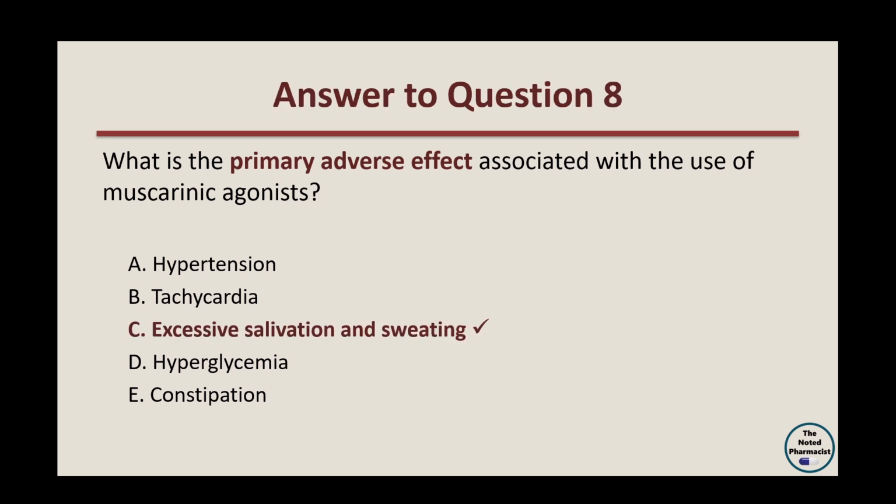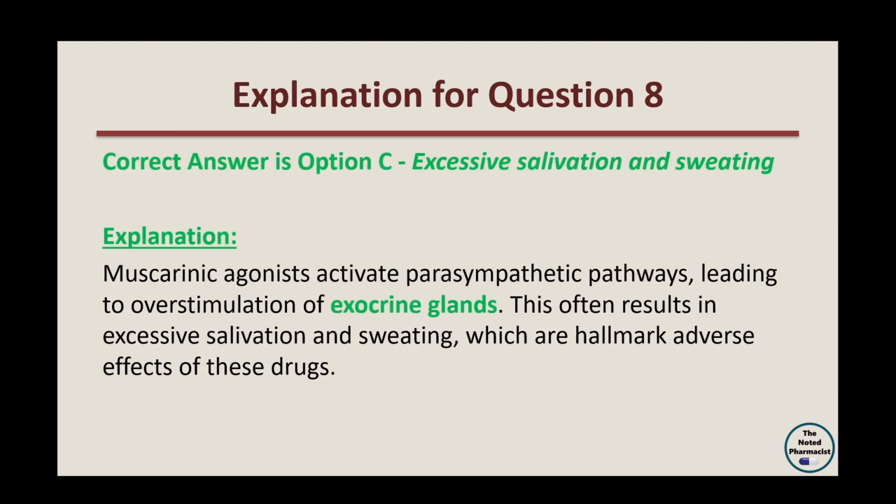The correct answer is option C, excessive salivation and sweating. The explanation is as follows. Muscarinic agonists activate parasympathetic pathways, which can lead to overstimulation of exocrine glands, causing significant salivation and sweating. These effects are commonly reported with muscarinic agonists.